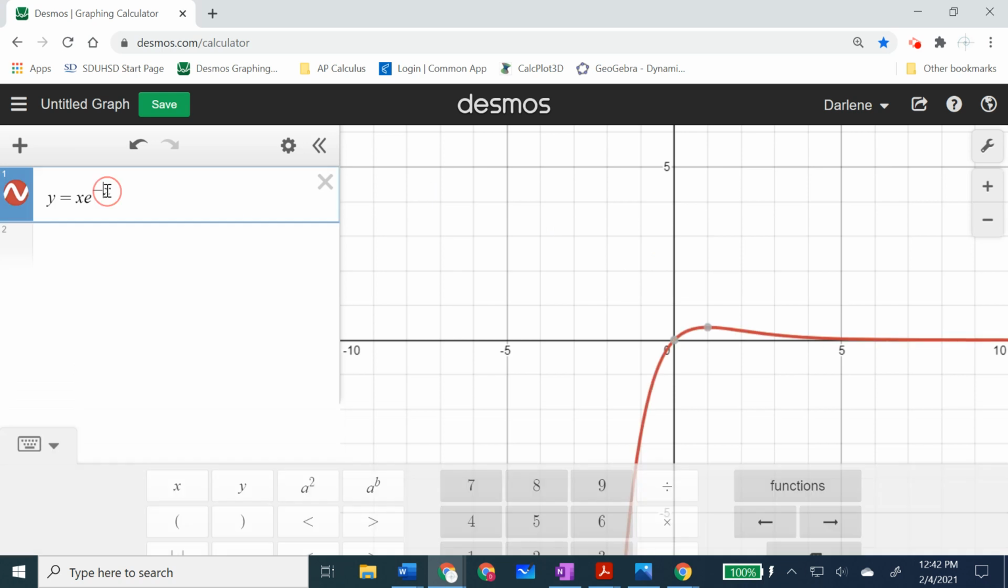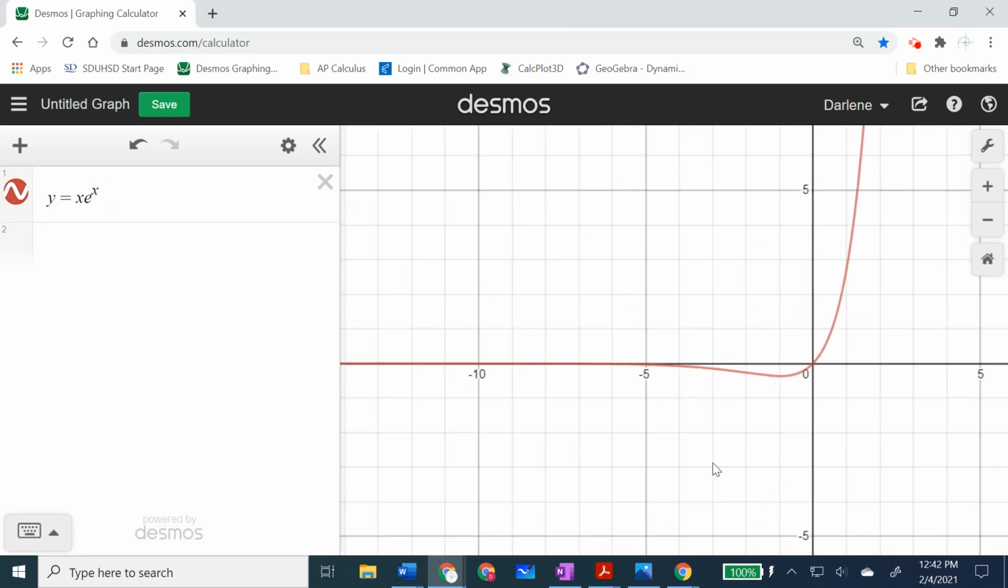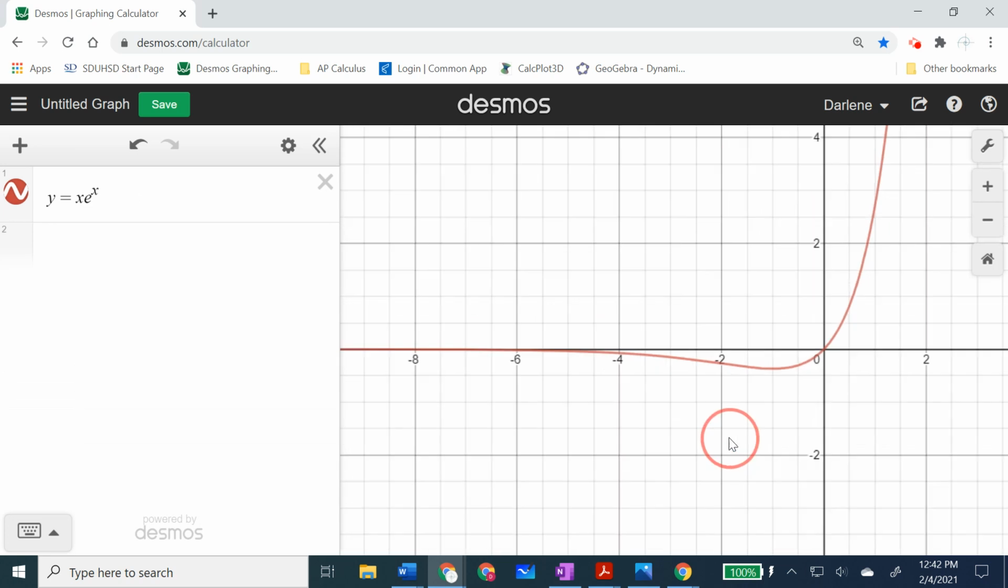Oh, it was e to the x, not -x. There we go. If I look from negative infinity to 0, the curve is completely under the x-axis, so it makes sense that my integral is going to give me a negative answer out.